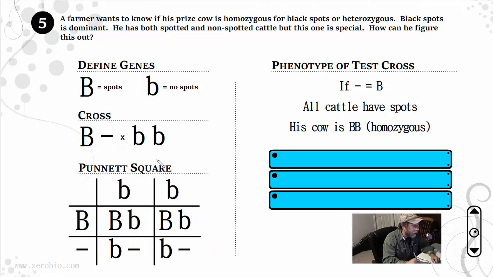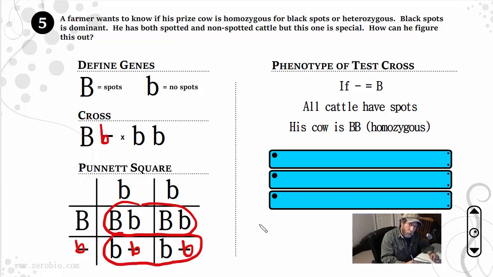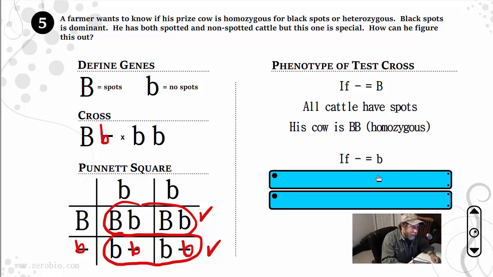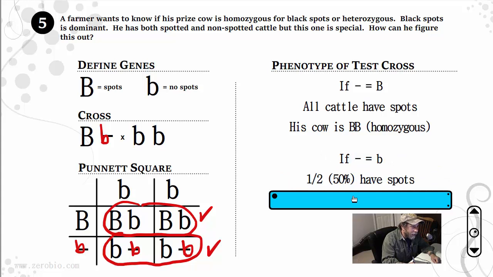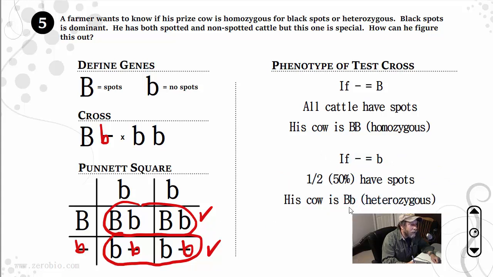On the other hand, if the dash was a little b, and he doesn't know that yet, if it was heterozygous, this would have been a little b, so would that, and so would that. Now, in the offspring, half of them would be spotted, half non-spotted. If we had 4, by probability 2 of them would have spots, 2 wouldn't. Or if he had 400, 200 have spots, 200 don't. That's a lot of babies to have. So if the dash is a little b, then half of them will have spots, and if that is the case, his cow is heterozygous.